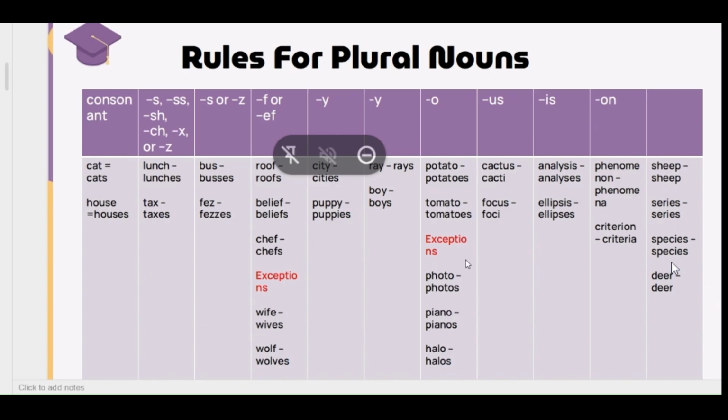There are some words ending in Y. So, for example, city, we have to change the Y to I, and then we put ES. So, city, cities, puppy, puppies. We have some other words that end in Y, but we cannot change to I. They remain the same. So, boy, boys.